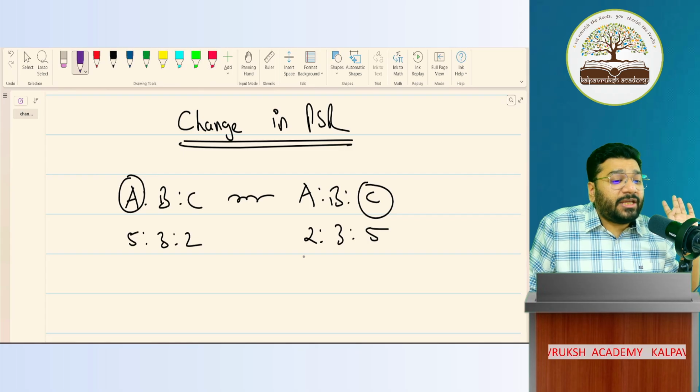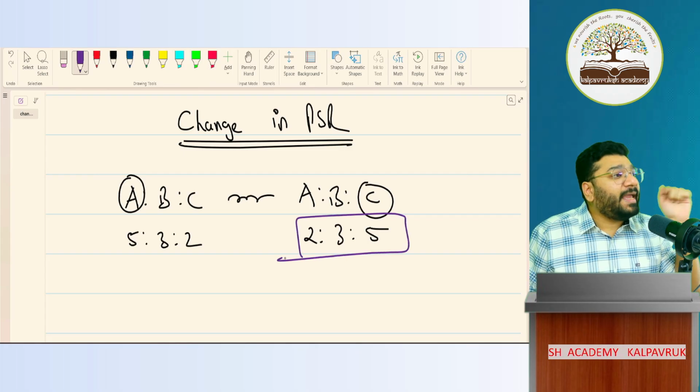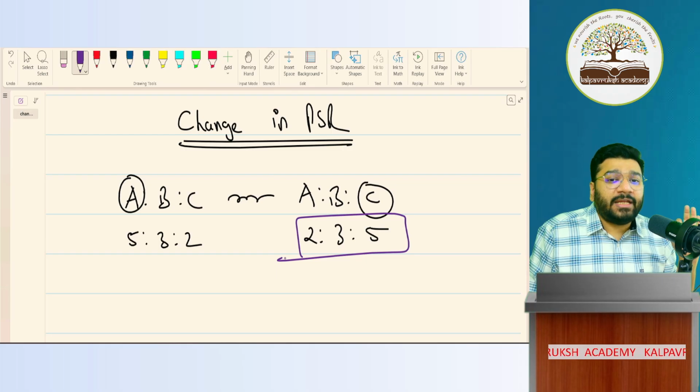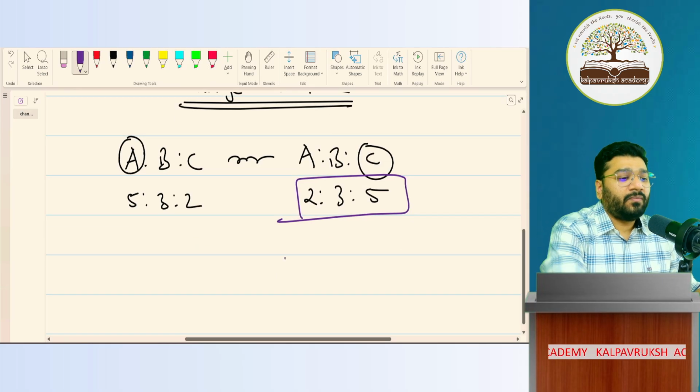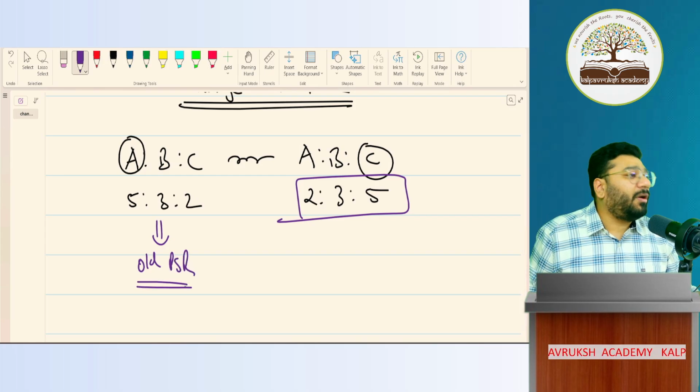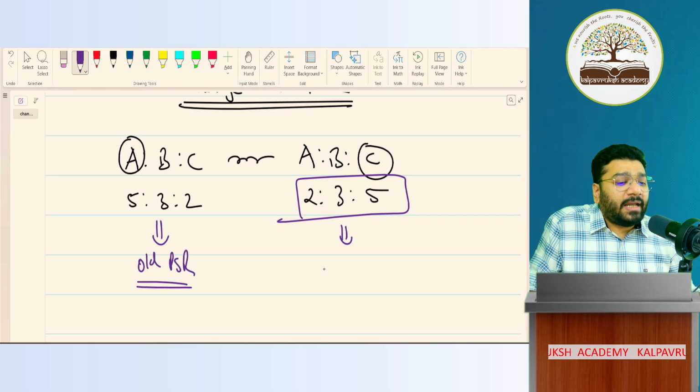When this profit sharing ratio got changed, do you see any new partner D coming into picture? No. Do you see any of the existing partner B going out? No. Any partner dying? No. This is called as change in profit sharing ratio among existing partner. Clear or not clear? Okay. This profit sharing ratio is called as old profit sharing ratio. Whereas this is called as new profit sharing ratio.